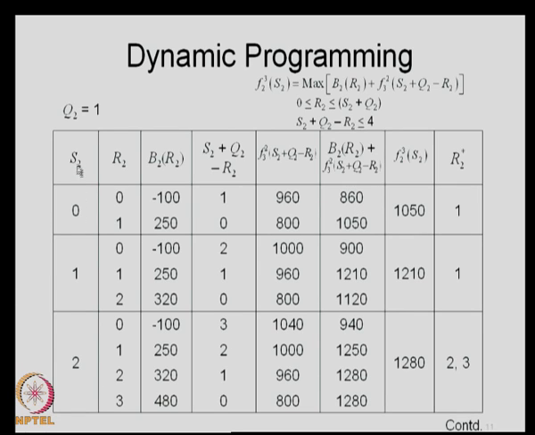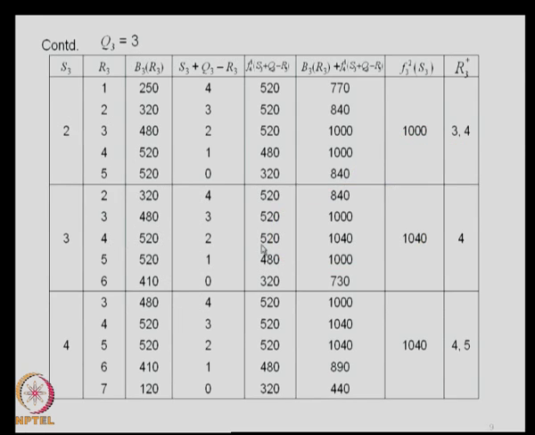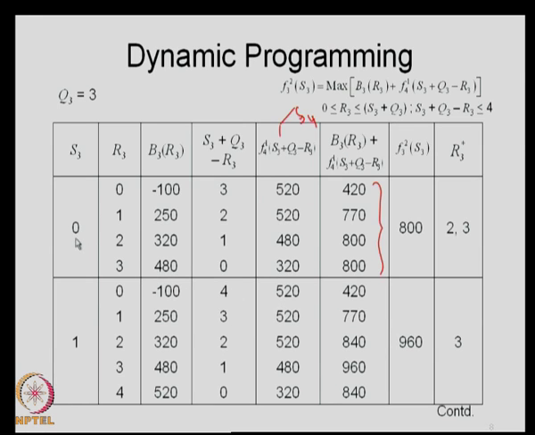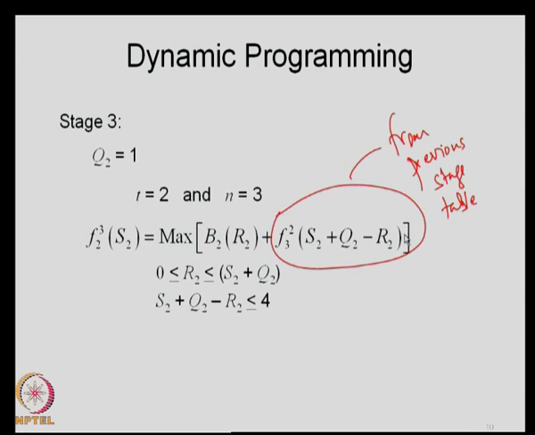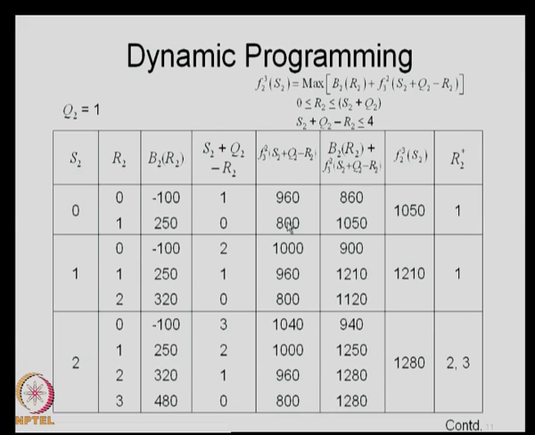Similarly, if S2 is equal to 0 and R2 is equal to 1, you are left with 0 for the next stage, because 0 plus 1 minus 1, that is 0. Go to the previous stage calculation, corresponding to 0, the objective function value is 800. Put that 800 here, 800 plus 250, that is 1050. In case of any doubts, you always refer to this equation.